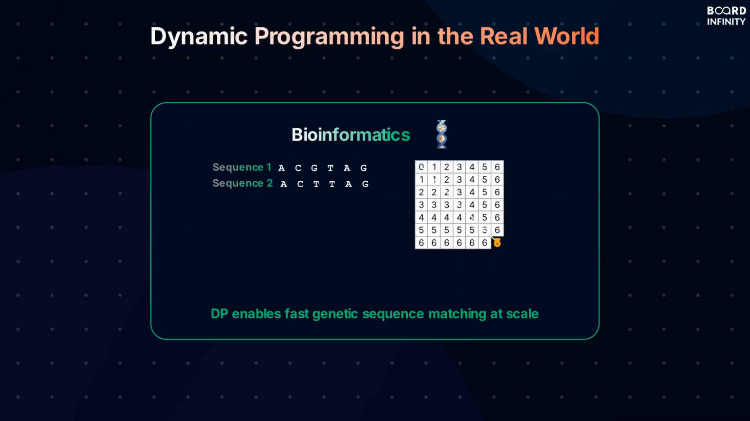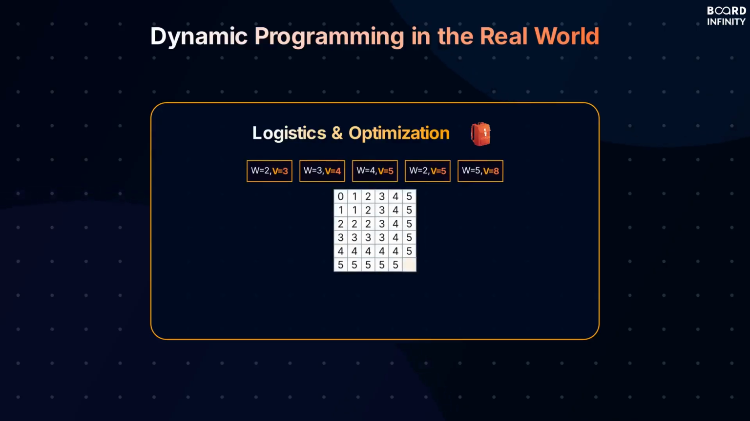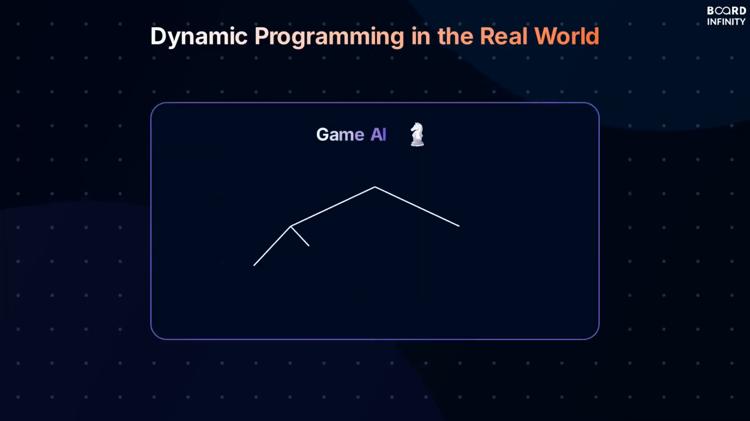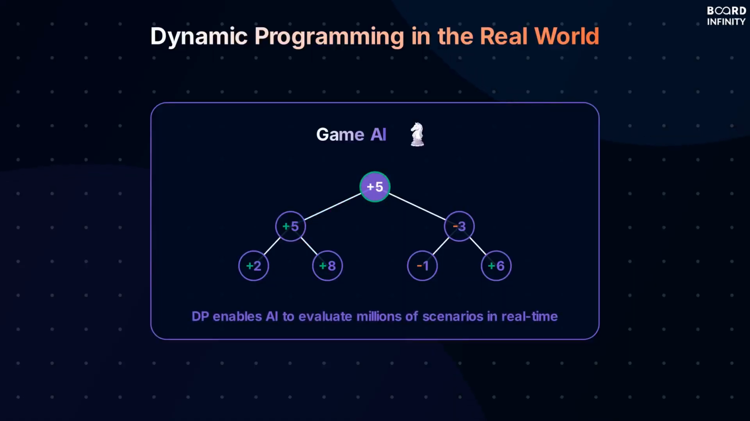biotech sector. In logistics and supply chain optimization, the knapsack problem, which asks how you maximize value given limited capacity, is solved with dynamic programming. This helps to optimize resource allocation in complex supply chains, a key skill for improving operational efficiency. Game artificial intelligence uses dynamic programming to evaluate millions of possible moves and choose optimal strategies in real time. This allows AI to make intelligent decisions in complex game environments, a valuable skill in game development and AI research.